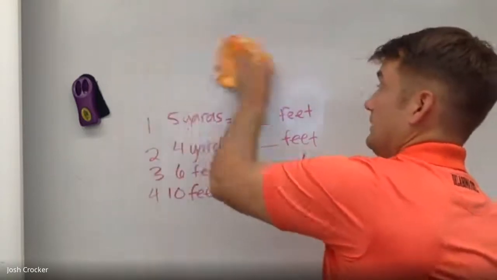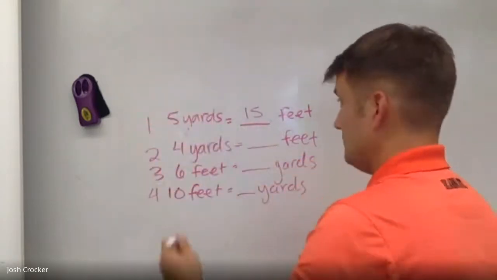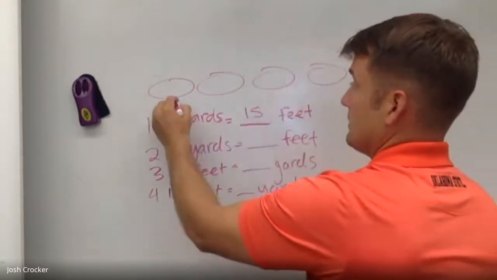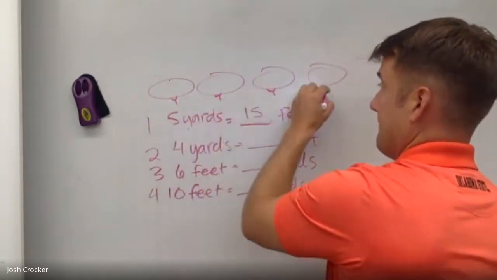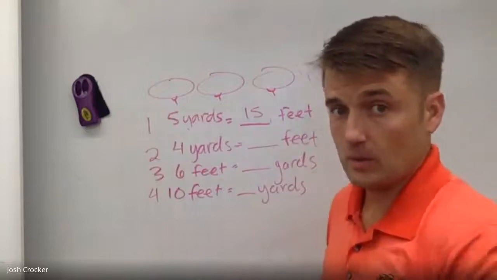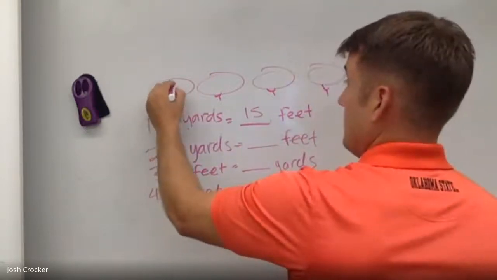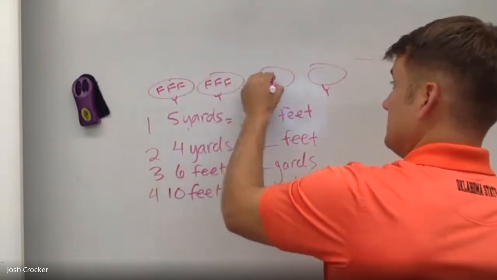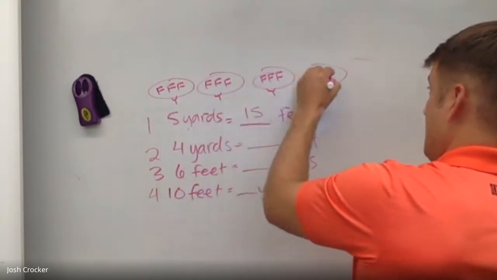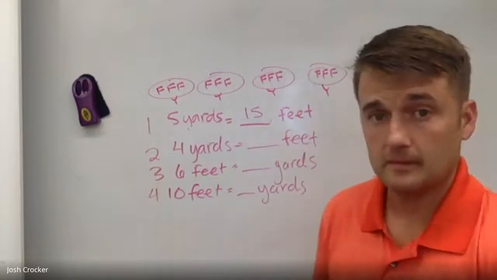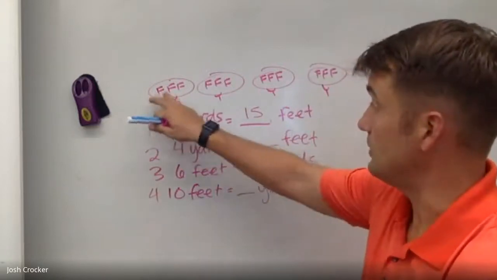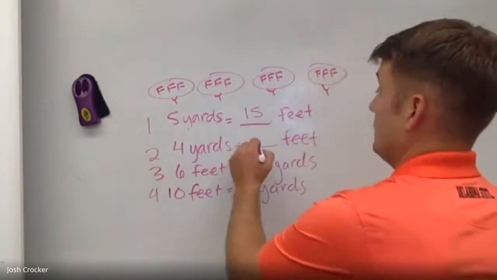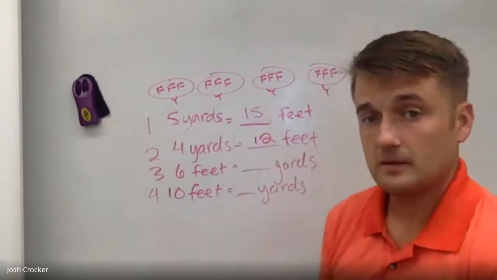4 yards is how many feet? 1, 2, 3, 4 yards. 3 feet in each one. Here we go. 1, 2, 3, 4, 5, 6, 7, 8, 9, 10, 11, 12. 4 yards is 12 feet.